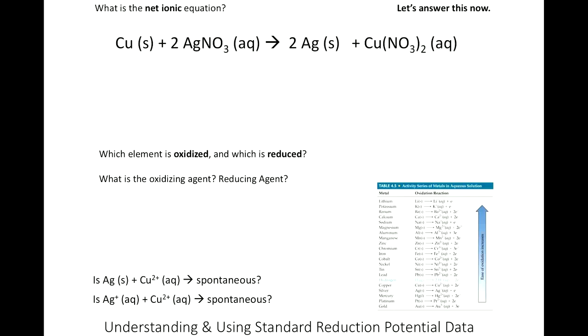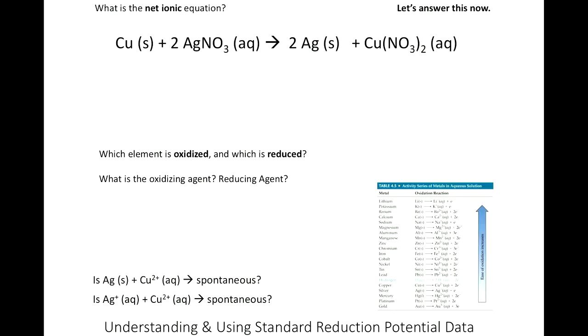Okay, review chapter 4. Let's get the net ionic equation. So remember, for the net ionic equation, you remove spectator ions. So I hope you can see what is the spectator ion in this full reaction. It's the nitrate. So the nitrate is the thing that's going to drop out of this equation in the net ionic equation. But let's just go through the whole thing.